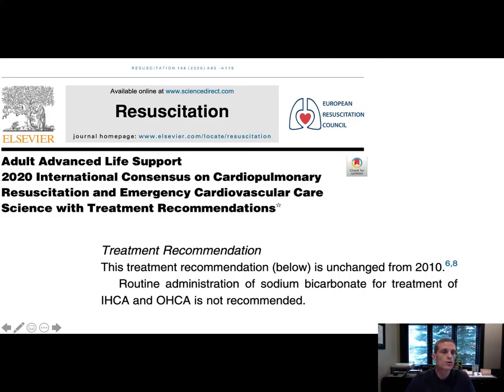Finally, ILCOR 2020. Their ACLS was updated and the treatment recommendation is unchanged, and routine administration of sodium bicarb for treatment of in-hospital cardiac arrest and out-of-hospital cardiac arrest is not recommended. So what do we do? We still see it being used all the time. What do we do?